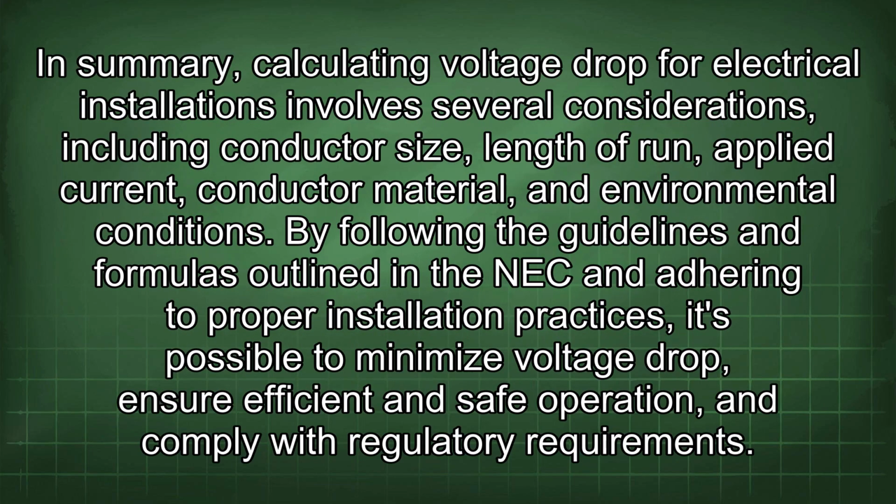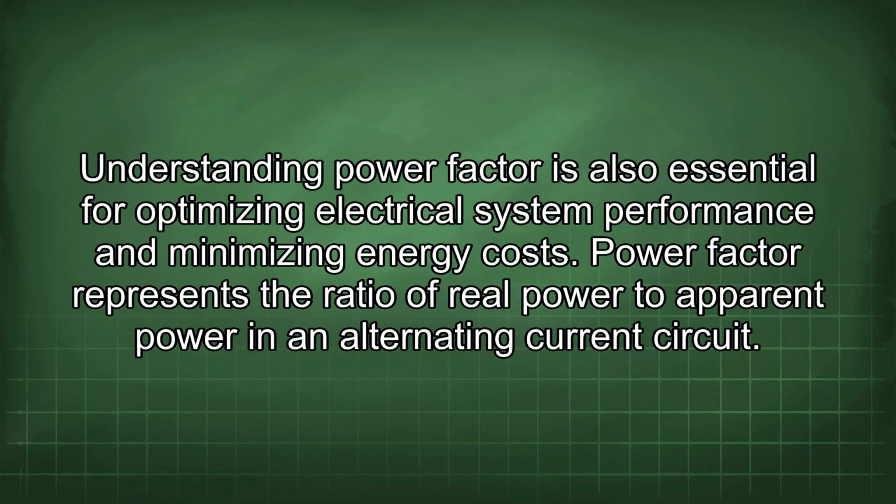In summary, calculating voltage drop for electrical installations involves several considerations, including conductor size, length of run, applied current, conductor material, and environmental conditions. By following the guidelines and formulas outlined in the NEC and adhering to proper installation practices, it's possible to minimize voltage drop, ensure efficient and safe operation, and comply with regulatory requirements. Understanding power factor is also essential for optimizing electrical system performance and minimizing energy costs.